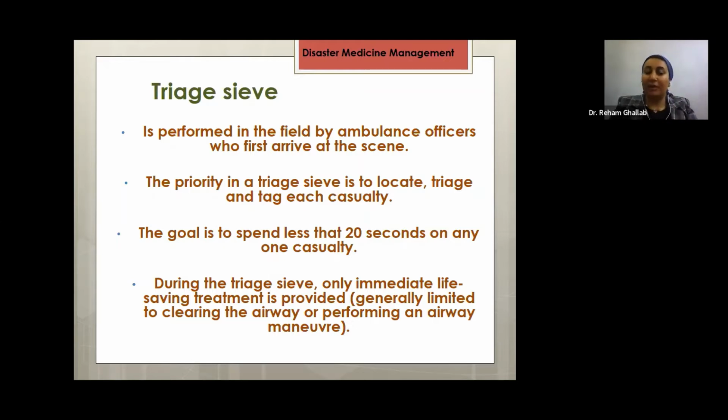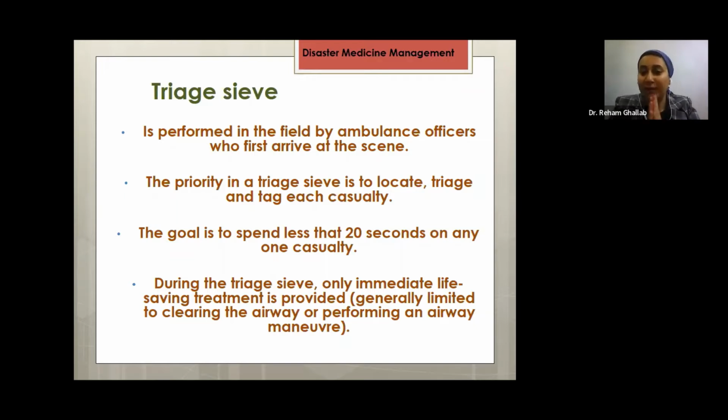The goal is to spend only about 20 seconds on each casualty. It's an important statement, and every statement has a goal. Only 20 seconds, because triage by sieve, as we discussed, has to put the right person in the right time. If we are late, maybe the second casualty is in need of me and I will be late. So the maximum time I spend is less than 20 seconds on each casualty.